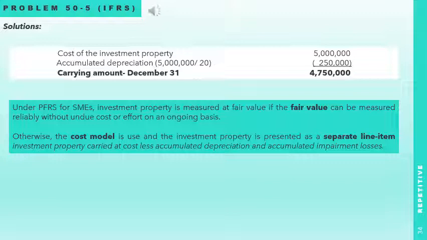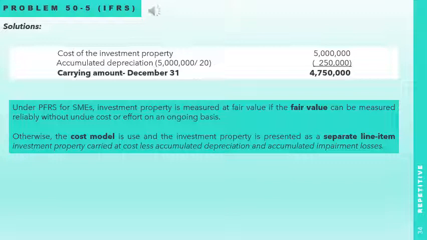So, the PFRS for SMEs provides 3 types of measurement model to be used, and those are the cost, fair value, and equity model. At under cost model nga, which is yung model na in-apply ng entity, the investment associate is initially measured at transaction price including the transaction cost. At para naman sa subsequent measurement, under cost model, ang associate in investment ay measured subsequently at cost, less accumulated depreciation, and less accumulated impairment losses.